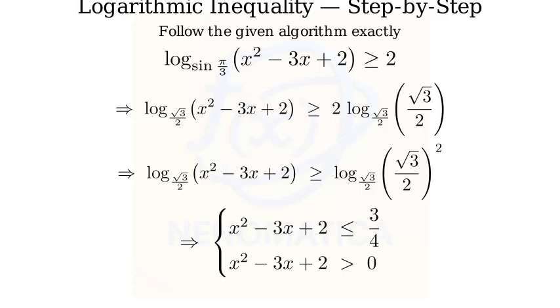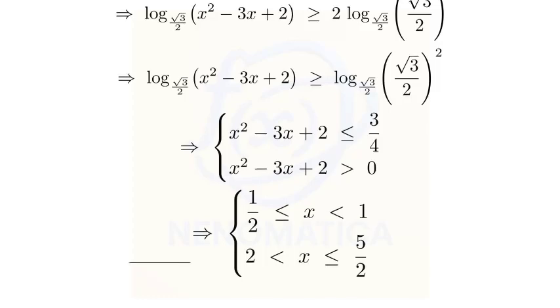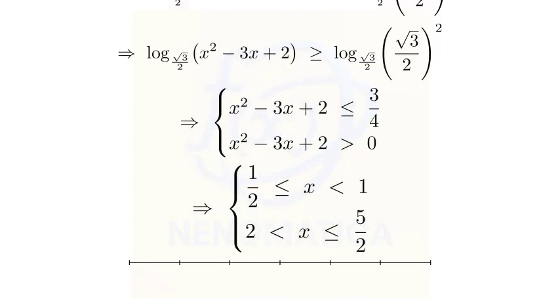To visualize the intersection, let's use a number line. First, the green segment shows x between 1/2 and 5, halves inclusive. Next, the red regions show x less than 1 or greater than 2. Finally, the purple pieces highlight the intersection, from 1/2 up to, but not including, 1, and from just greater than 2 up to 5 halves, inclusive.